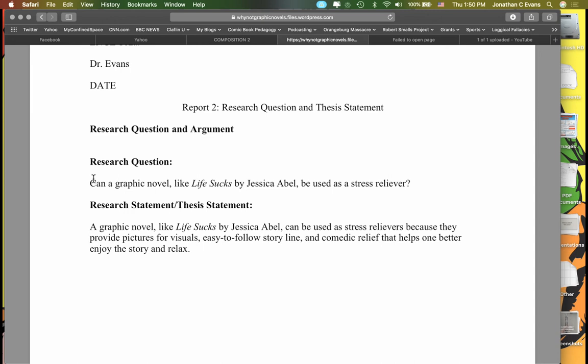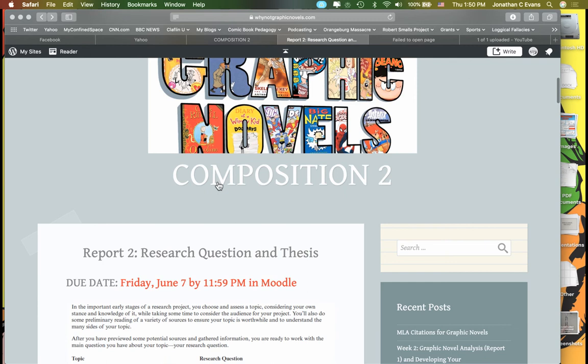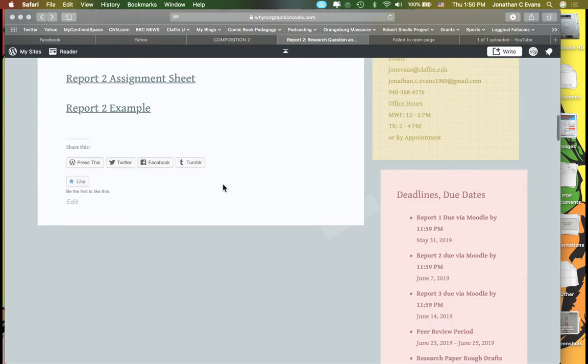If you notice here, she simply takes this to make it a thesis statement and moves it back here. And so she just flips the question. It can be used as a stress reliever because they provide picture visuals, and so she provides some reasoning. So that's the starting point of a rough thesis statement. So you can sort of see how that process works. And hopefully that should help you guys move this along a little bit further.